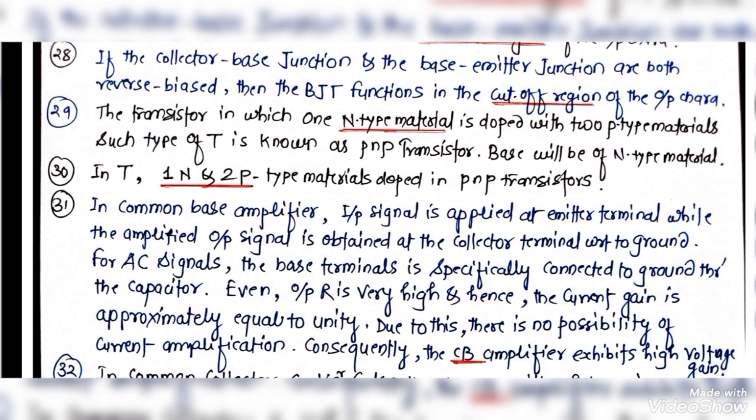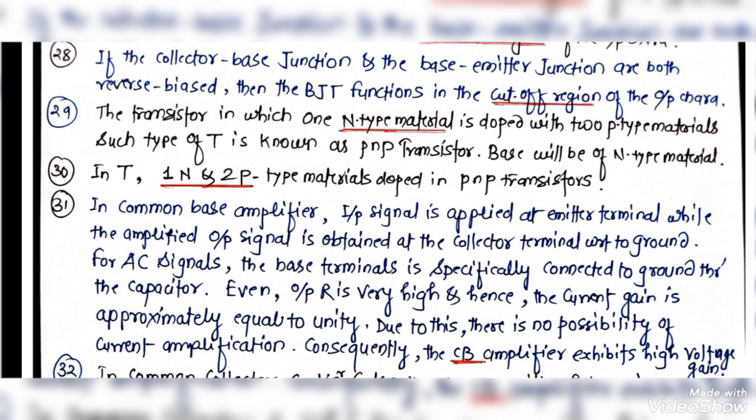If the collector base junction and the base emitter junction are both reverse biased, then BJT functions in the cutoff region of the output characteristics. The transistor in which one N-type material is doped with two P-type materials, such type of transistor is known as PNP transistor. Base will be of N-type material. In PNP transistors, 1 N and 2 P type materials are doped.